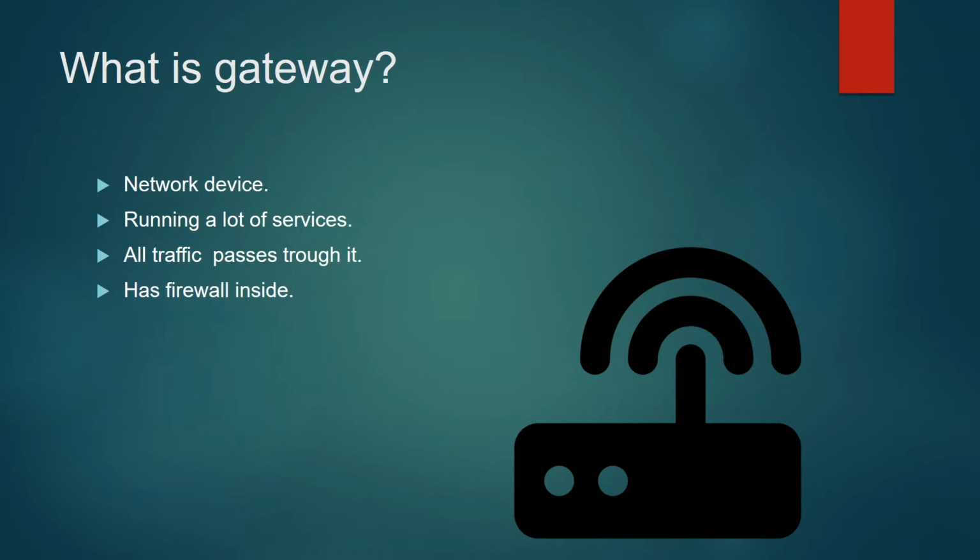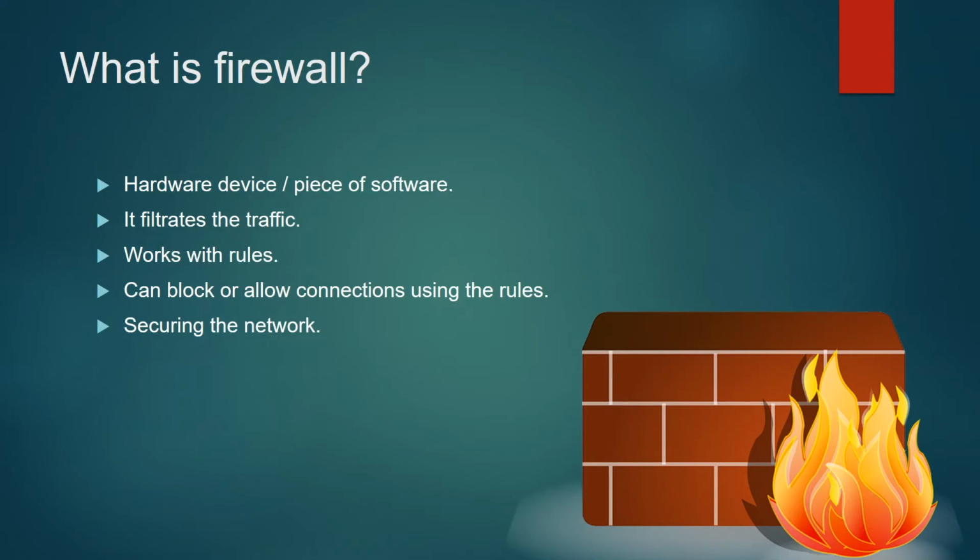It's just standing there, passing all packets through it. It's running a lot of services and has a firewall inside, which can actually block and is configurable, and we're gonna see that in a second. So what is the firewall? We have to make clear that the firewall is probably the most important thing in cybersecurity, or especially in networks, because the firewall is the thing that can secure or can prevent an attack, can actually block connections, it can do a lot of stuff, and its working mechanism is really simple.